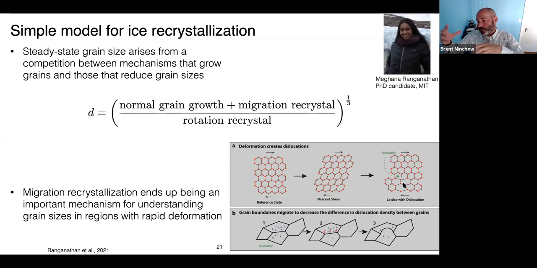Because anytime you have a dislocation, you're going to have some strain associated with that dislocation, so some stresses around that dislocation. And since you have a stress gradient due to this gradient in dislocation densities, the material is going to respond to these gradients. And so in general, the idea behind a migration recrystallization mechanism is that the grains can grow in order to alleviate the differences in dislocation densities across the grains themselves.